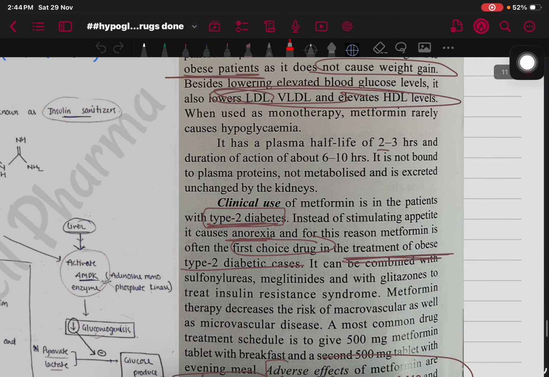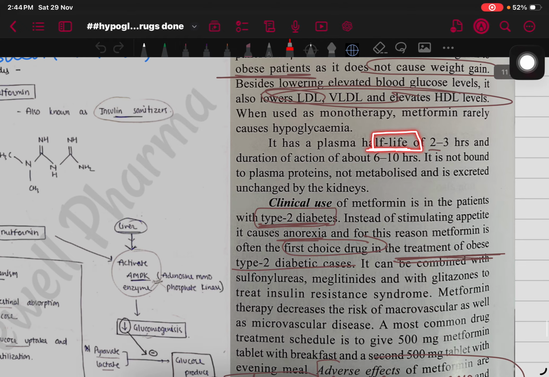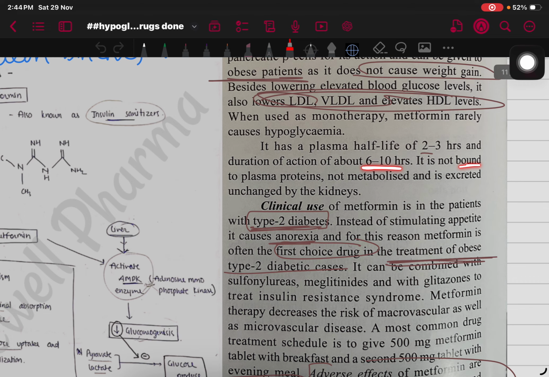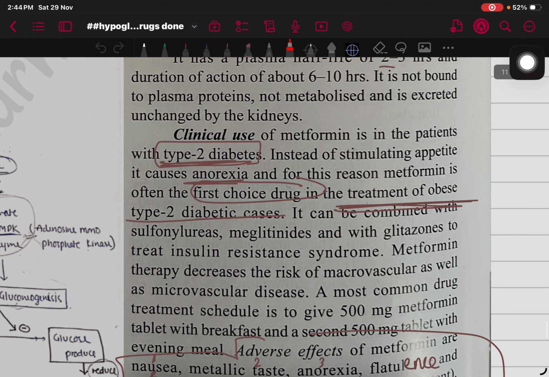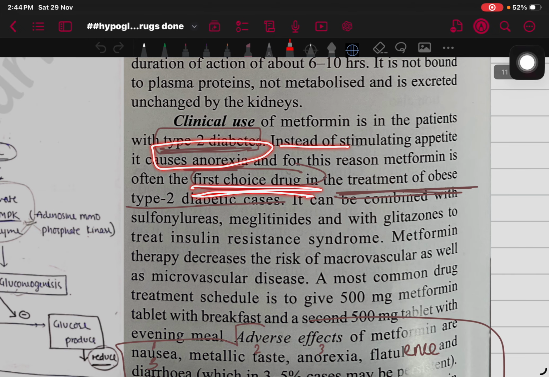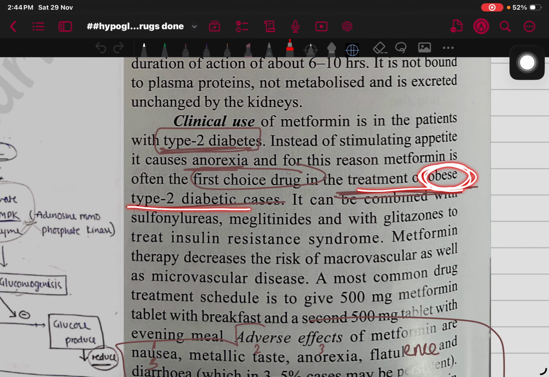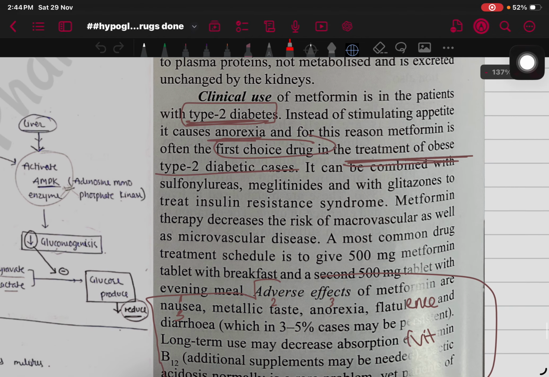Its plasma half-life is 2 to 3 hours and duration of action is 6 to 10 hours. It is not bound to plasma protein and not metabolized and excreted unchanged by kidney. Clinical use of metformin is in type 2 diabetes. First choice of drug. Instead of stimulating appetite, it causes anorexia, so in treatment of obese type 2 diabetes, we can use it in obese patients. It can be given in combination with sulfonylurea, meglitinide and glitazone to treat insulin resistance syndrome.